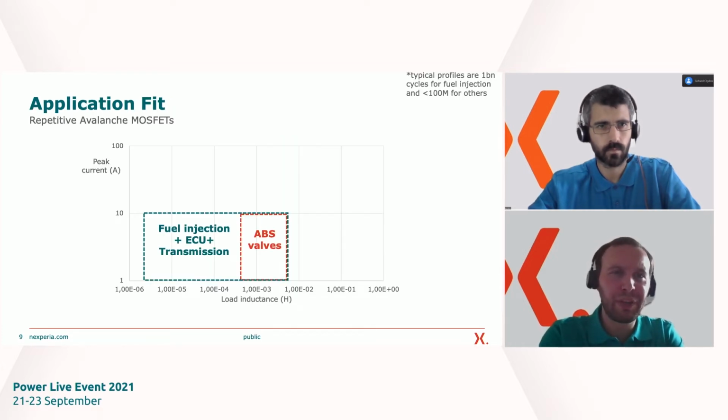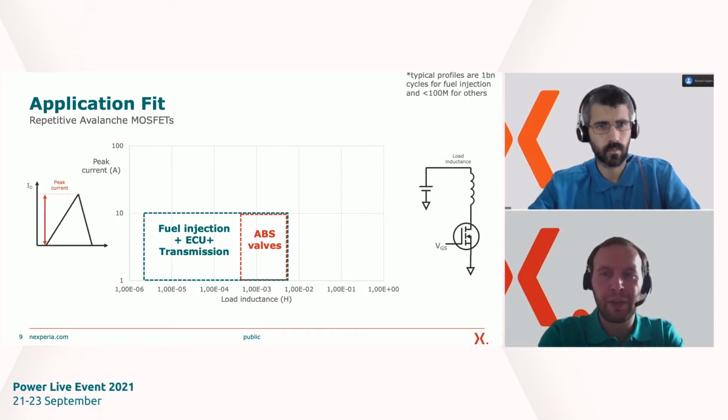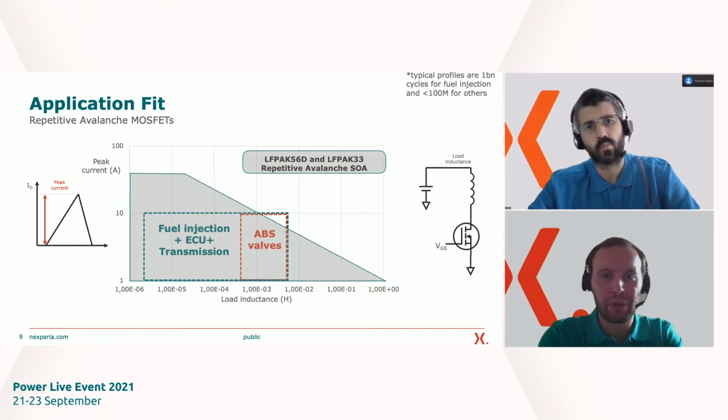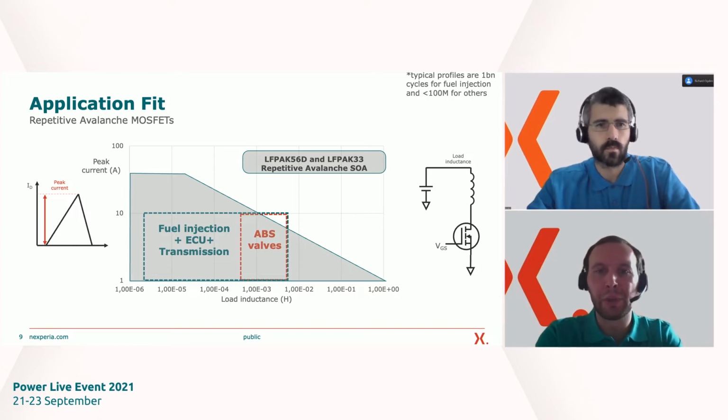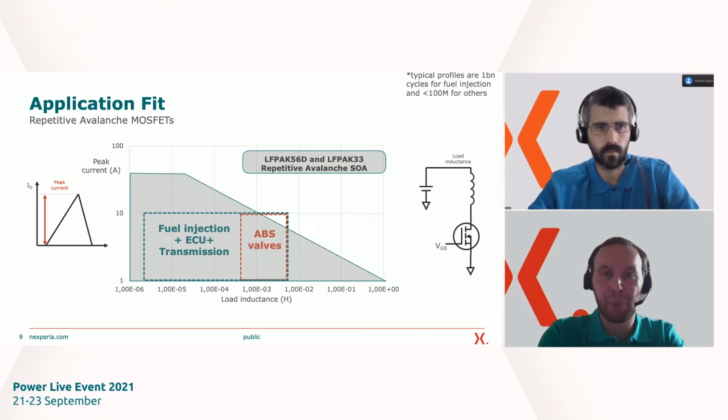If we then just briefly touch upon a typical application fit, again, we've got the same circuit that we've just talked about. Across the x-axis, we have load inductance in henries, and on the y-axis, we have peak current in amps. The portfolio of products that we have available cover, we say, the four major solenoid applications that there are in the car. So these are fuel injection, the direct example that we've just shown of the fuel injection circuit.